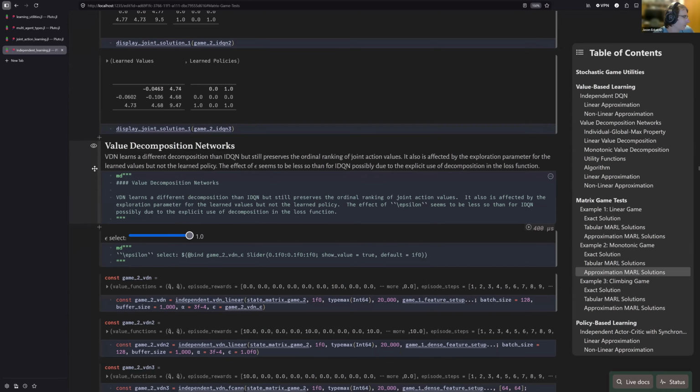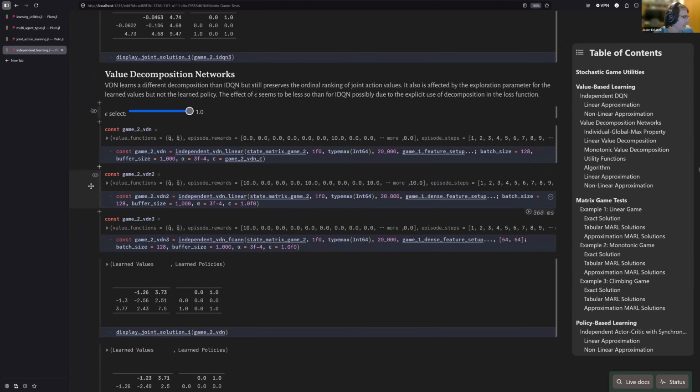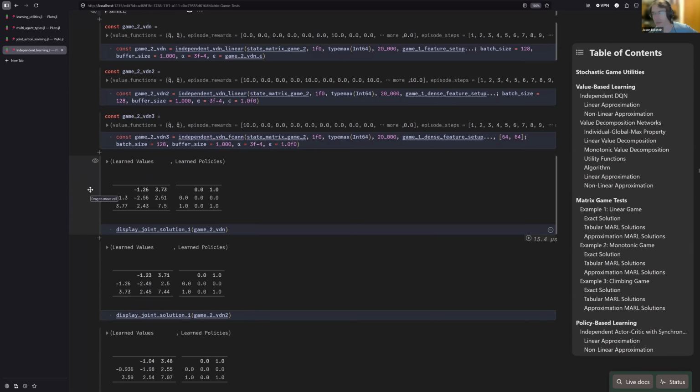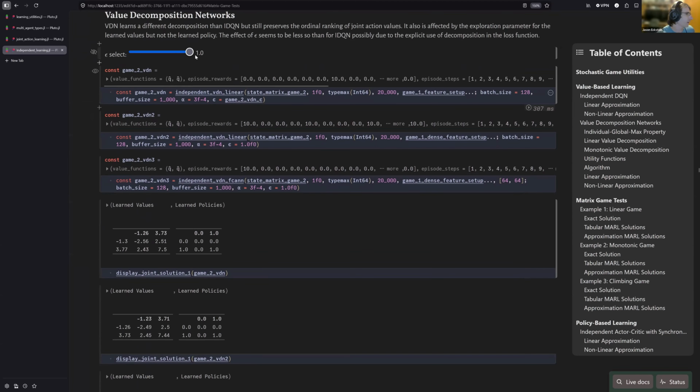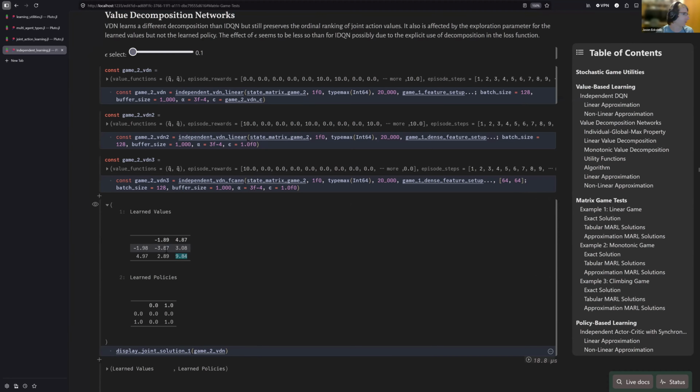And we have the same problem, right, with value decomposition networks. Now, it does learn a different decomposition right here, and this is also now affected by epsilon somewhat, because there is no linear decomposition for this matrix. So here, if I change this value of epsilon, I'll put it way down, we're getting a decomposition where we're getting a pretty accurate value for this because it does happen to produce the correct policy here. But if I make the exploration larger, this value is going to drop.